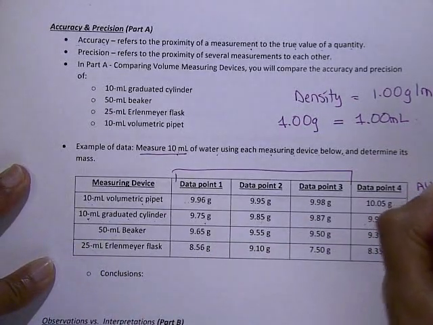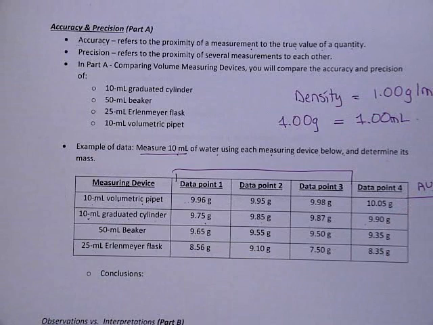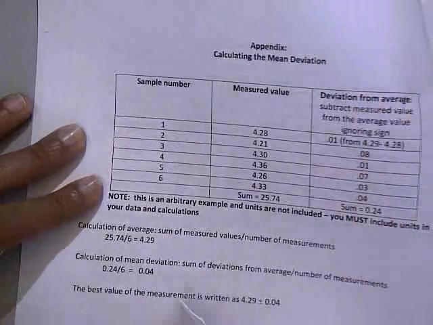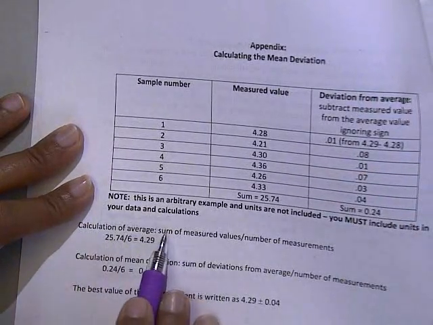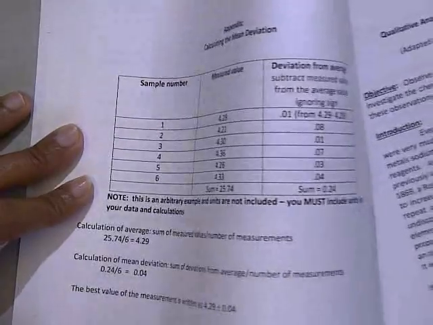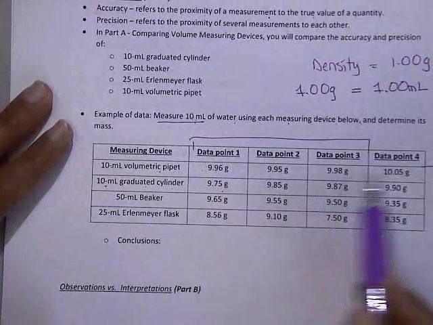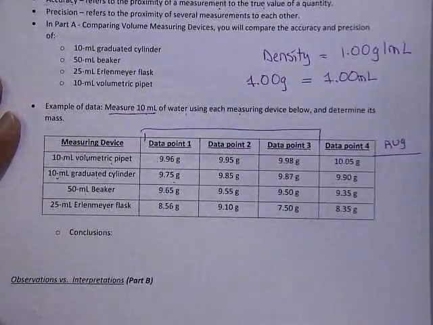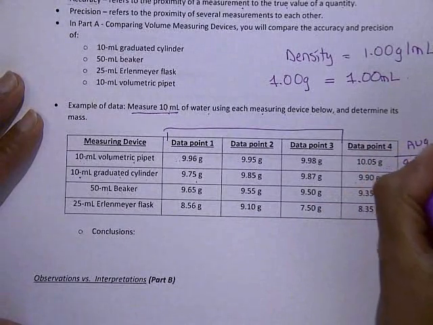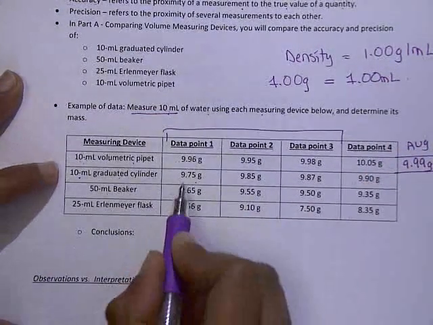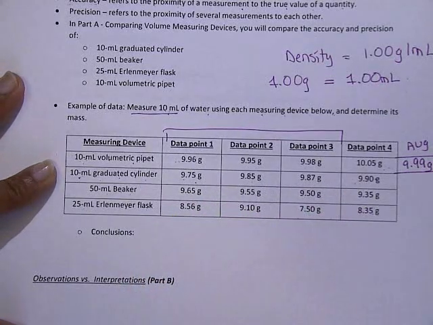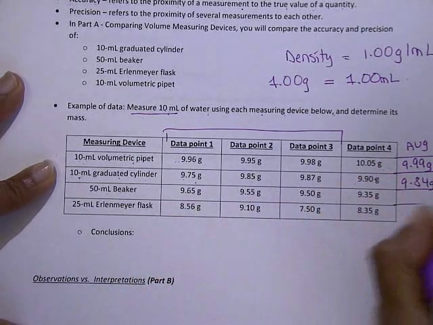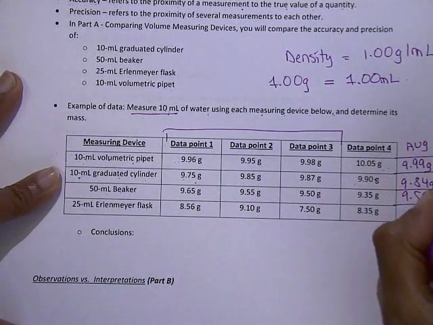If we wanted to calculate the average, on page 11 of your lab manual I have an example on how to actually calculate it. The calculation of an average is the sum of values over the number of measurements. Here I took 4 measurements, therefore I add these up and divide by 4. I find that my average for the volumetric pipette is 9.99 grams. Again, I add these 4 up and divide by 4 because 4 is the number of measurements. For the graduated cylinder, 9.84 grams. Again, for my 50 milliliter beaker, 9.59 grams.